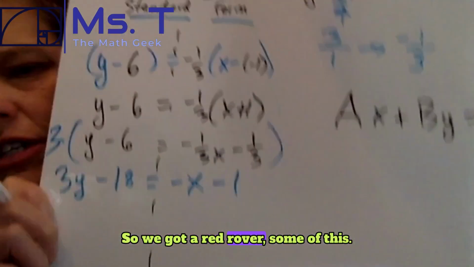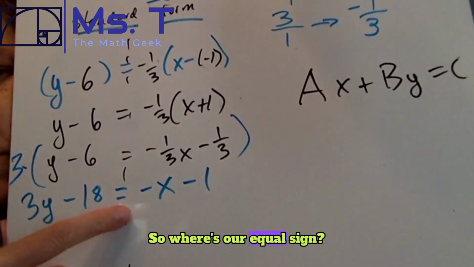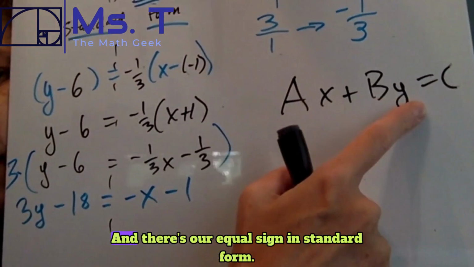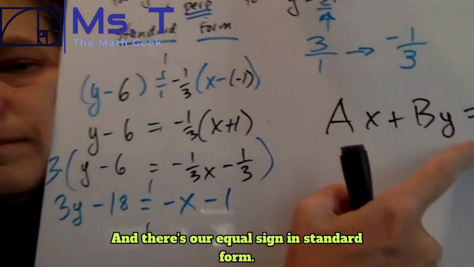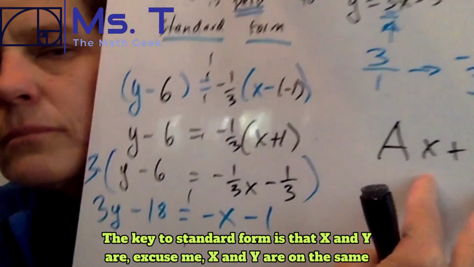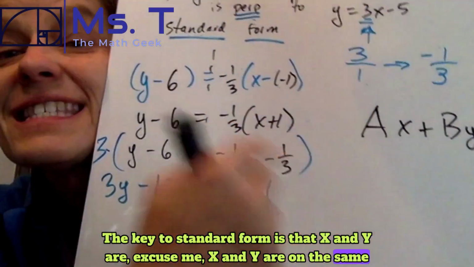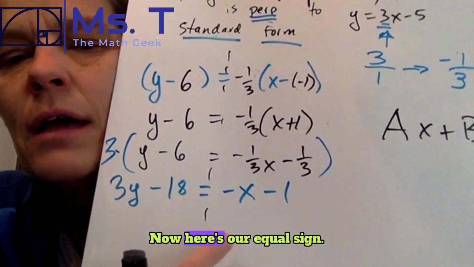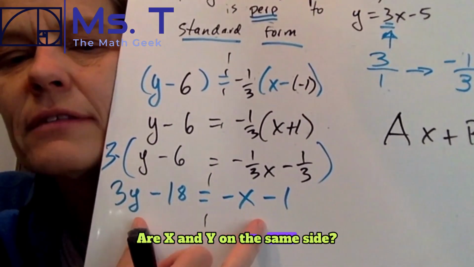So we've got to red rover some of this. So where's our equal sign? Right there. And there's our equal sign in standard form. The key to standard form is that x and y are on the same side. Now, here's our equal sign. Are x and y on the same side?